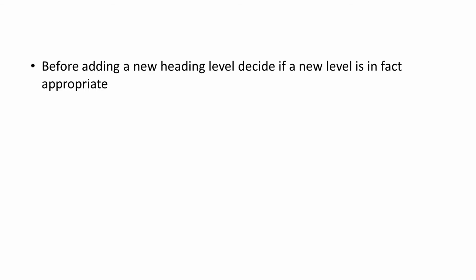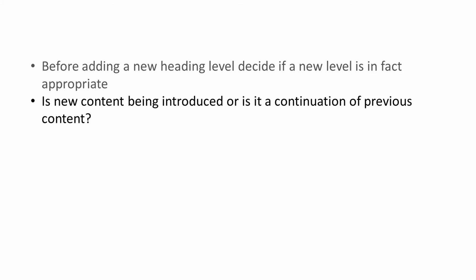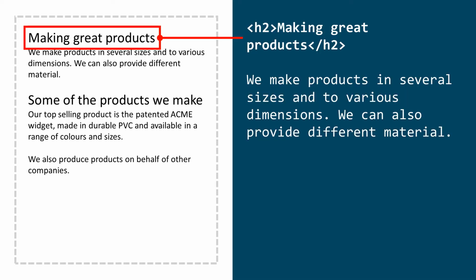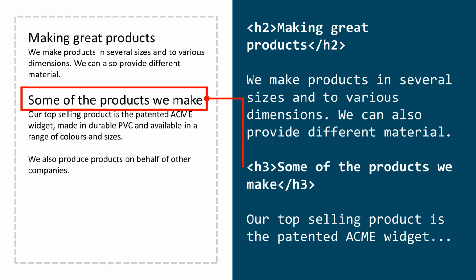Before adding a new heading level, decide if a new level is in fact appropriate. Is new content being introduced, or is it a continuation of previous content and more detailed? If it's new content, a further heading of the same level is probably more appropriate. If the new content is a continuation from the previous heading level and is more detailed again, this is where you would step down to the next level in the sequence. For example, if the previous heading level was 2 and you had content which was more detailed but still part of the theme of the previous heading, you would nest it under heading 3, as it's related content and going into more detail.